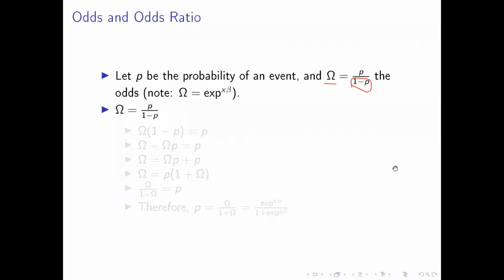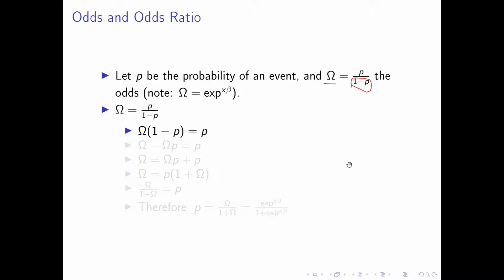So here we have the definition of odds. Odds is equal to P over 1 minus P. Here, what I want to do is to show you P in terms of odds, okay?